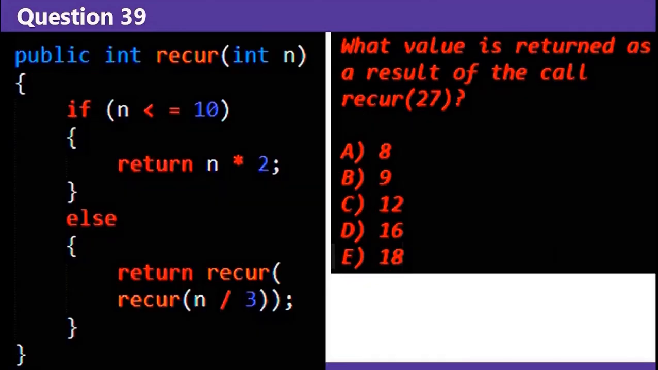For question 39, you must follow through the recursion. Recur of 27 recurs recur of 9. Recur of 9 evaluates to 18. Recur of 18 then evaluates to recur of 6. Recur of 6 evaluates to 12. Recur of 12 evaluates to recur of 4. Recur of 4 evaluates to 8. And then recur of 8 finally stops the recursion and evaluates to 16. Therefore, the answer is D.